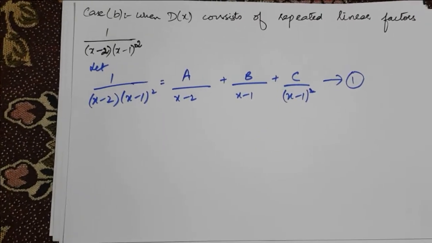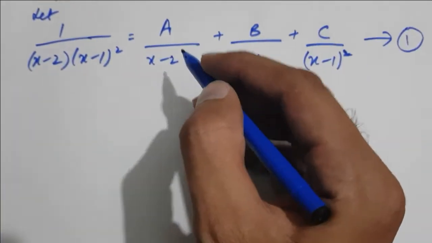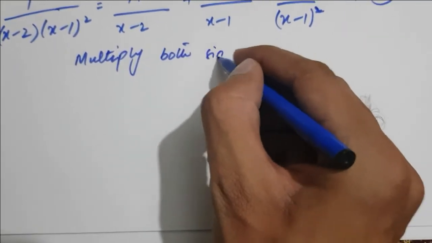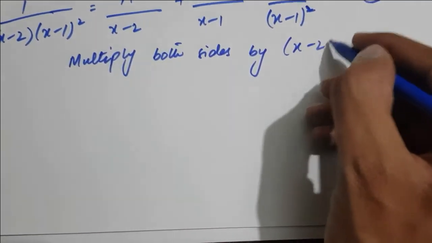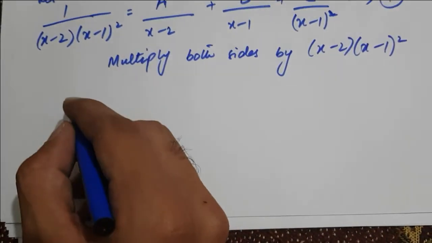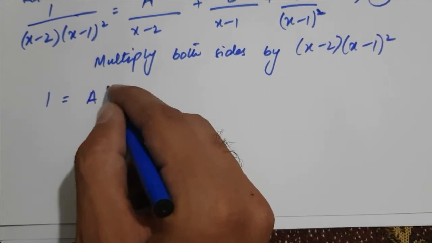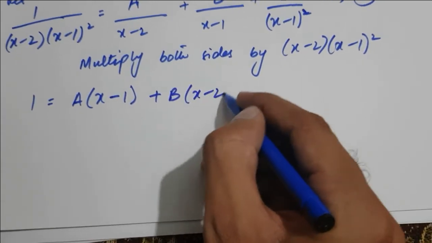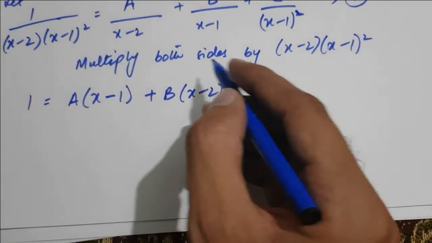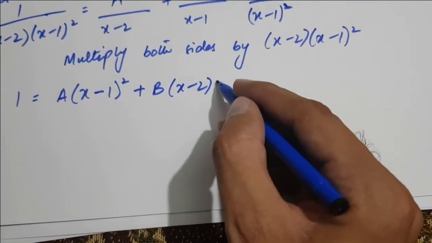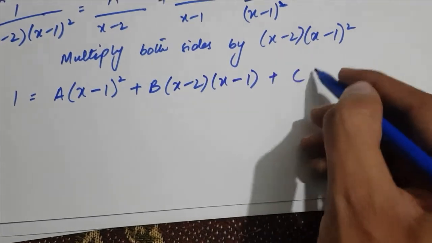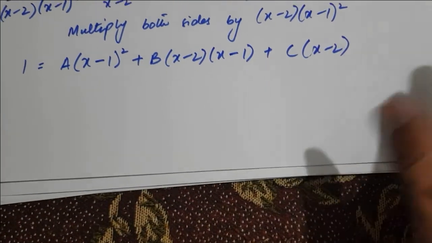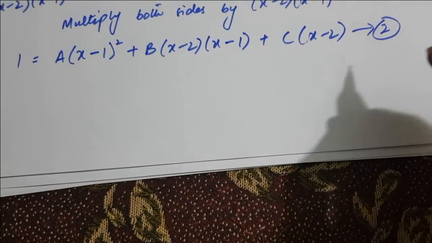So, continuing solving our fraction, we multiply both sides by (x minus 2) into (x minus 1) whole square. We get 1 equals a into (x minus 1) whole square plus b into (x minus 2) into (x minus 1) plus c into (x minus 2). We name this equation as equation number 2.